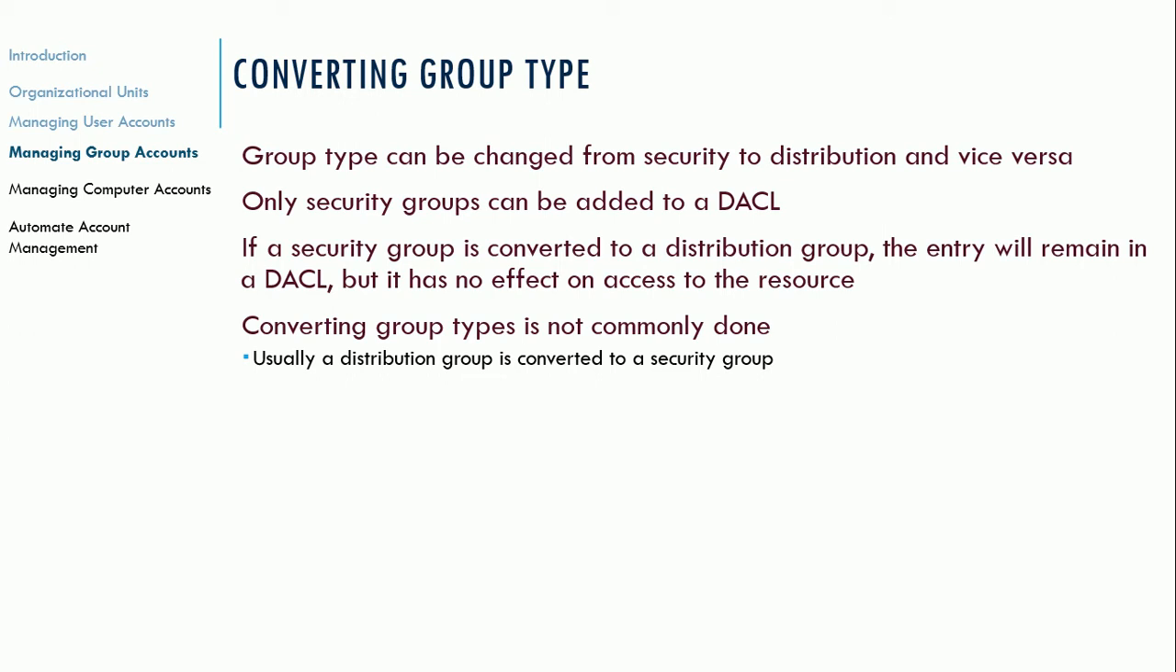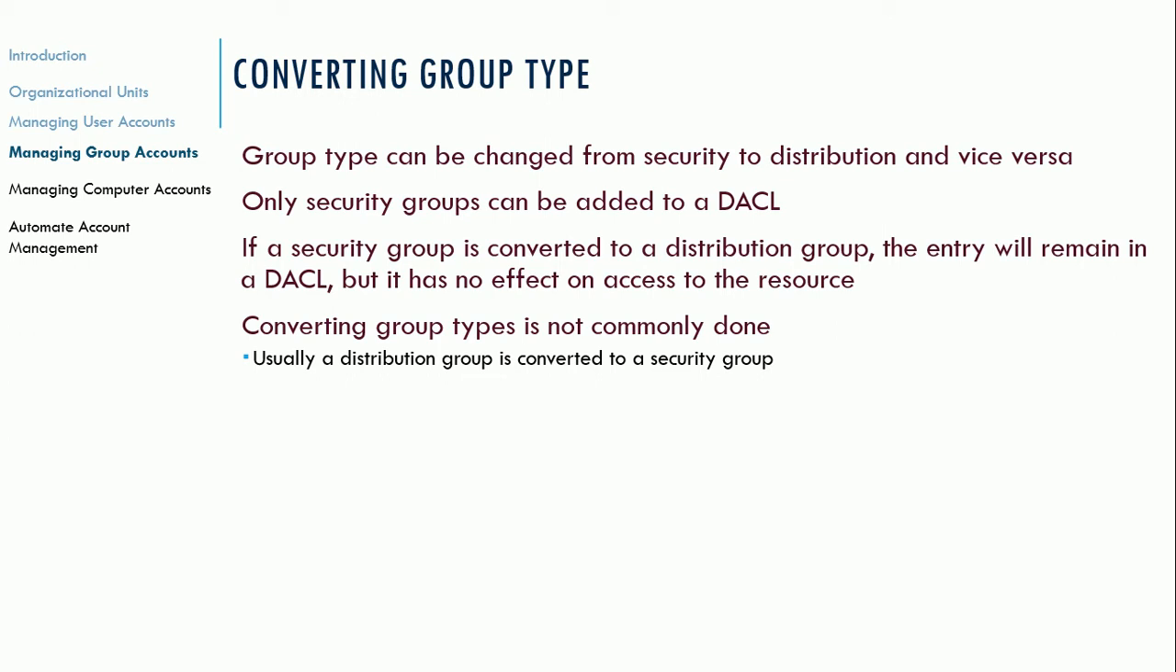So converting a group type. Group type can be changed from a security to a distribution and vice versa, but only security groups can be added to a discretionary access control list. In other words, if you're going to use discretionary access control lists, then it has to be a security group. That doesn't work with a distribution group. You won't have those options in a distribution group. It has no context with discretionary access control.